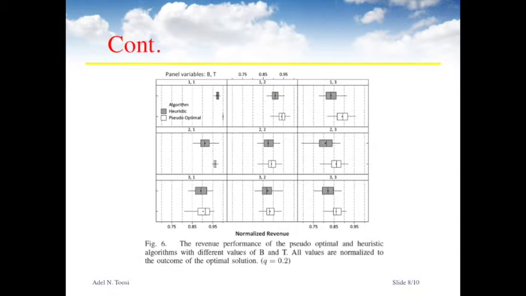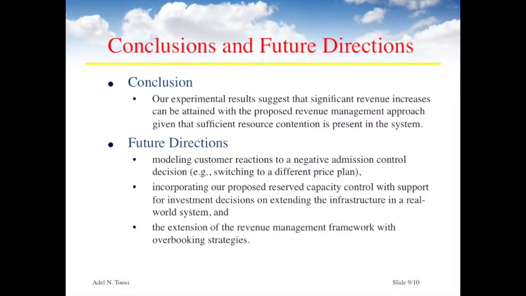This figure shows heuristic algorithms are able to achieve around 80% efficiency of the optimal algorithm. In conclusion, our results suggest that significant revenue increase can be attained with the proposed revenue management framework when there exists sufficient resource contention in the system.